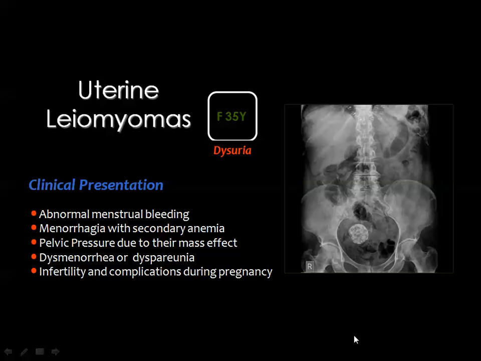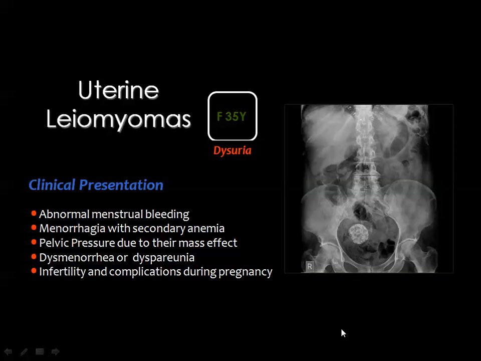Then the clinical presentation of uterine fibroid will include abnormal menstrual bleeding, menorrhagia, and of course with consequent anemia secondary to the blood loss. Pelvic pressure symptoms. If the uterine fibroid is large, it will compress the urinary bladder, and it will also compress the rectum. And sometimes it may interfere with pregnancy or may lead to some complications during pregnancy.